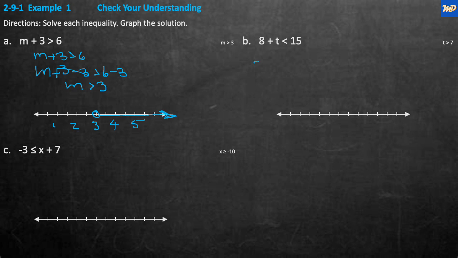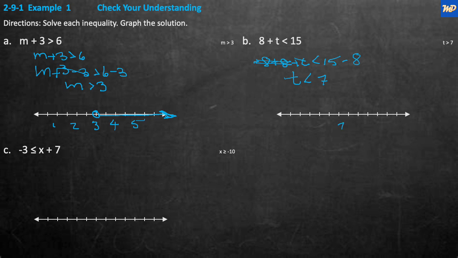We're going to say negative 8, then plus 8, plus t is less than 15, and we had to add the negative 8 here, and we have to add a negative 8 on this side. So these 8's cancel. That's the whole purpose of doing this. Now the t is by itself, and it's still less than, and what's 15 minus 8? 7. t is less than 7.